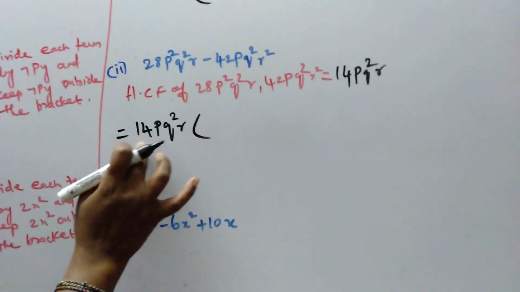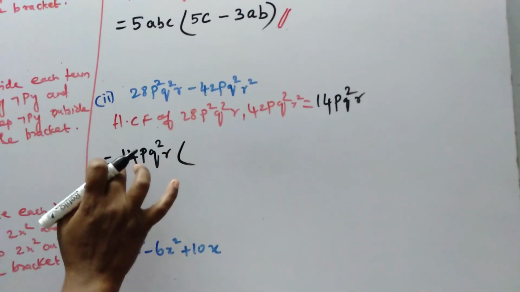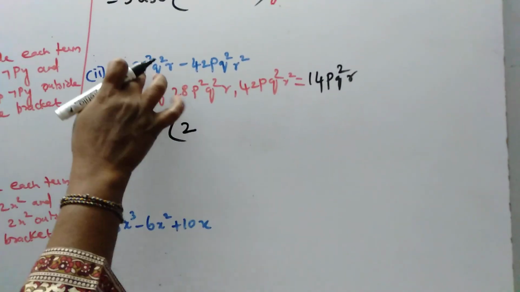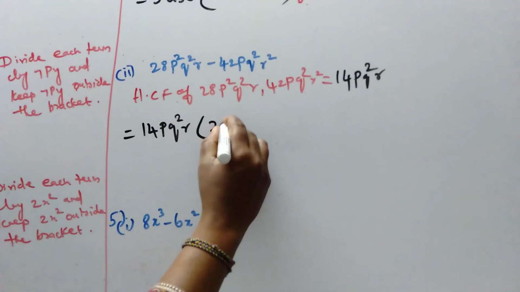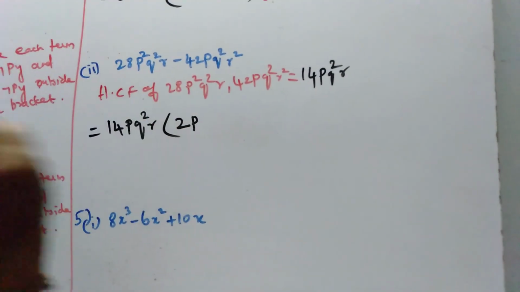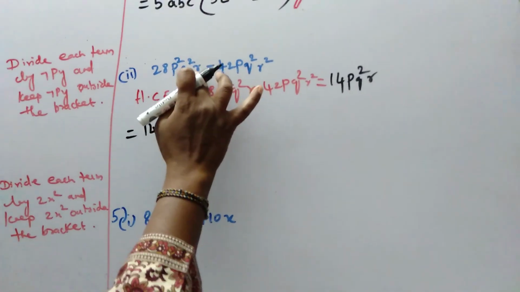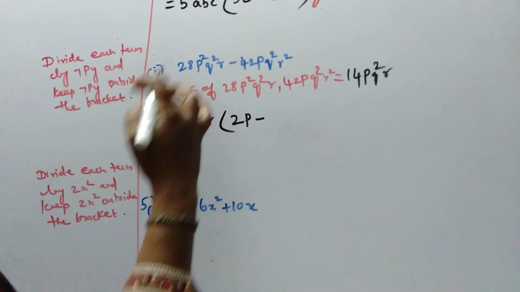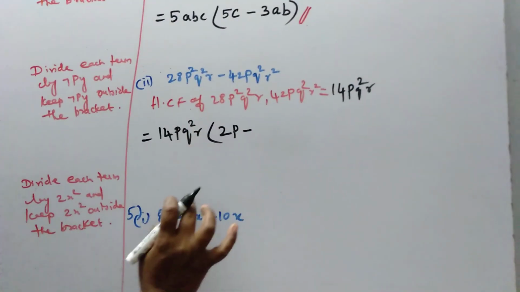We are going to divide 28p square q square r by 14p q square r. Divide the first number: 28 by 14 is equal to 2. Then p square by p will be left. q square by q square is 1, so no need to write it. r by r, the same term, is 1 only, so no other term is left here. So only 2p we will be writing here.